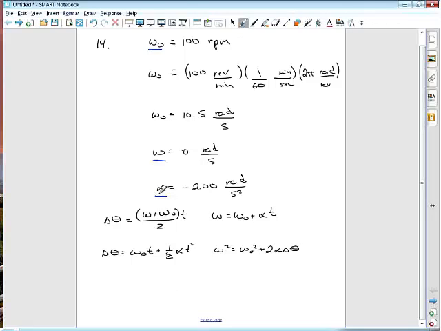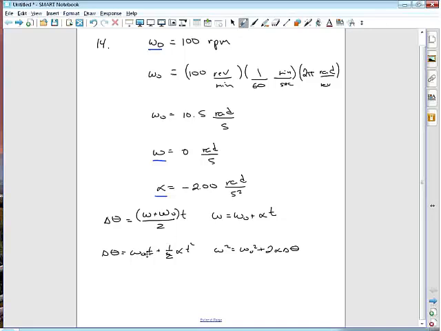So these are the 3 things that we know, and what are they asking for in this problem? They're asking for how long it takes for the grinding mill to stop, so that's time. This one's not going to work because we know this and we know that, but we don't know 2 other things. This one, we know alpha, omega, omega 0, and time, so that's the one we're going to use. Let's just look at the other ones to see why we can't use them.